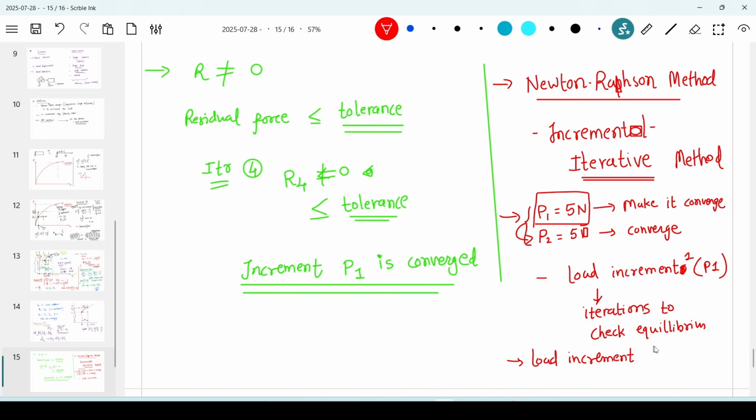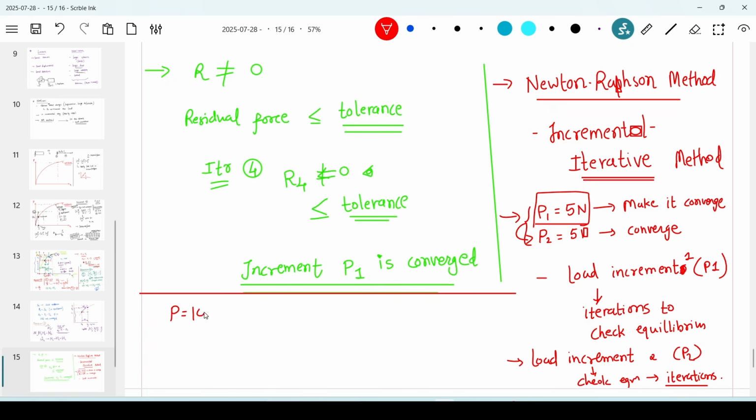This is load increment 1, this is load increment 2, which is P2. Again for P2, we perform the iterations to check the equilibrium the same way, and that is why it is called the incremental iterative method. Solve with so many increments, and in each increment perform iterations to see whether the increment is converged, to check the equilibrium.